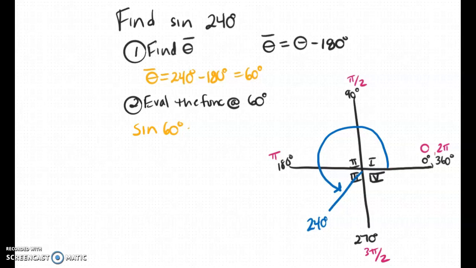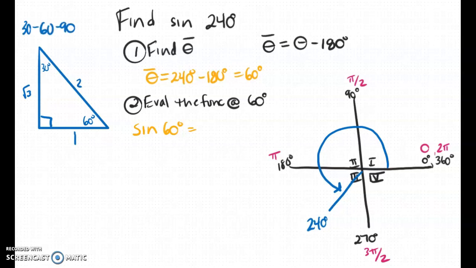Now, there are a few ways we can find the sine of 60. One of them is to use the special triangles. This is a special triangle. It has a 30-degree angle, a 60-degree angle, and a 90-degree angle. And the special triangle has these ratios on its sides: 1, square root of 3, 2. It's called the 30, 60, 90 special triangle. It is formed from an equilateral triangle with sides of 2.